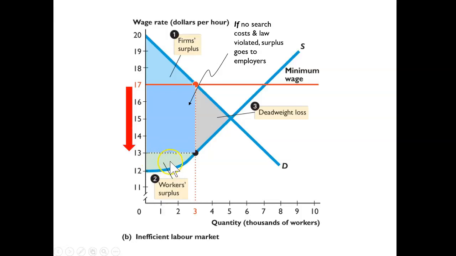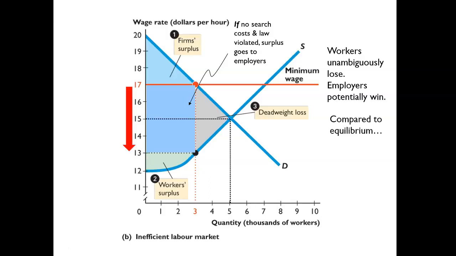And the worker surplus area is clearly much smaller. So in this case, if the law is secretly violated and in fact workers are being paid below the minimum wage while it's being enforced, then we could say that workers unambiguously lose and employers potentially win. To find out whether they actually win or not, we'd need to compare that outcome for the employers with the equilibrium. Now we note from the deadweight loss that the firm's surplus area that was lost was this triangle here, that is $2.